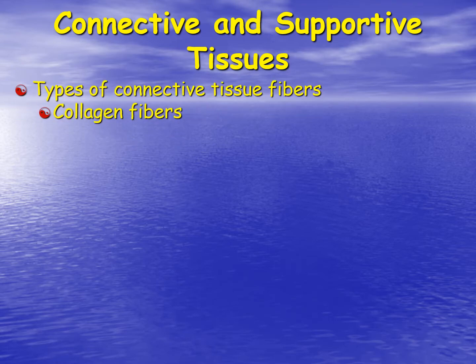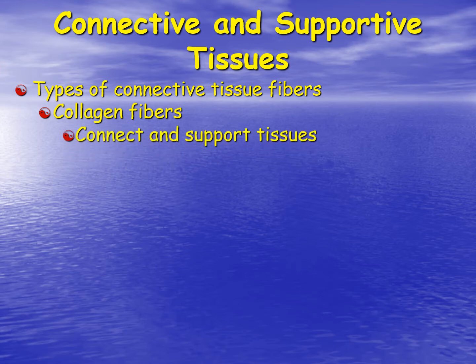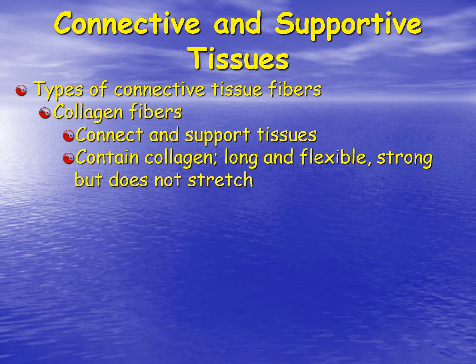Connective tissue fibers. We have the big, strong collagen fibers, and these help connect and support the other tissues that surround the connective tissues. They contain the protein collagen, which is very long and flexible, and it's very strong, but typically does not stretch. The collagen fibers are actually, think of it as braided collagen proteins together. So it provides a very thick, strong fiber within the connective tissues.